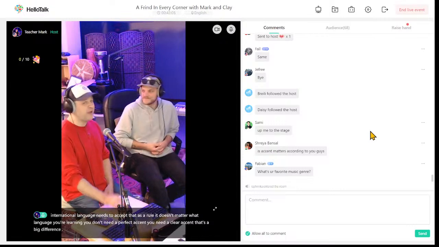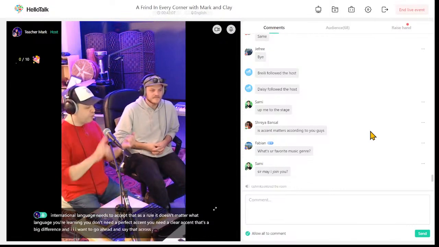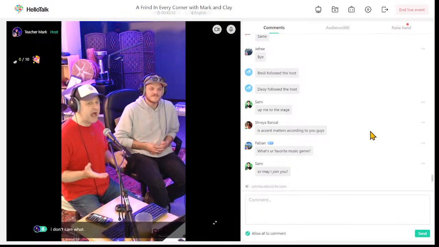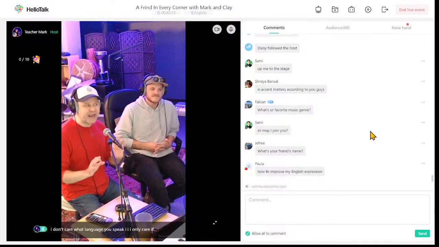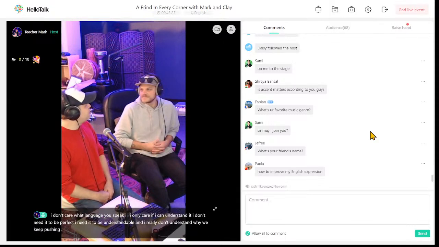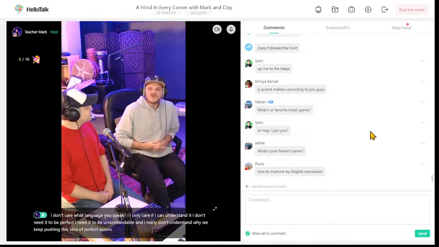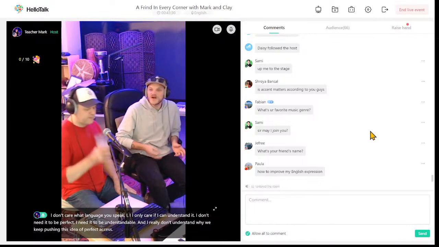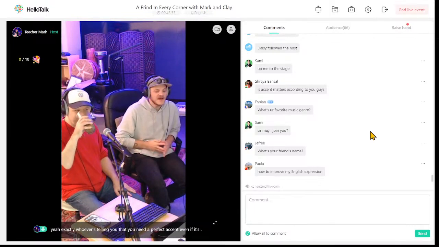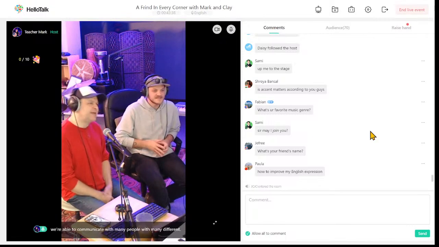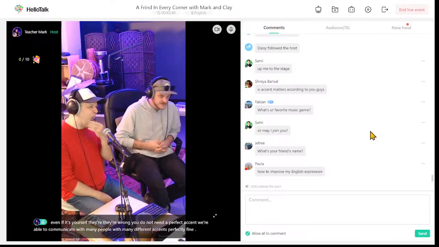I agree. I want to go ahead and say that across the board. Russian, French, German, Japanese, Portuguese. I don't care what language you speak. I only care if I can understand it. I don't need it to be perfect. I need it to be understandable. And I really don't understand why we keep pushing this idea of a perfect accent. Yeah, it really is an ego project. Whoever's telling you that you need a perfect accent, even if it's yourself, they're wrong. We're able to communicate with many people with many different accents perfectly fine, because they're clear with what they're saying.